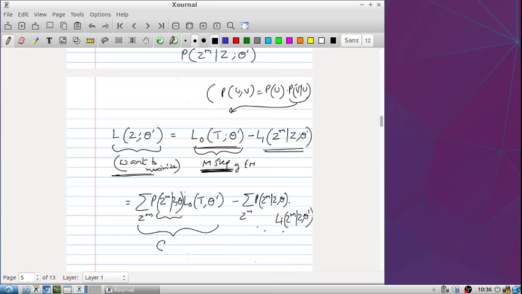I'm going to call this Q of theta prime comma theta, and this term R of theta prime comma theta. They're just two functions, each a function of theta and theta prime. Earlier I said this is the M step, but that is not entirely accurate. The M step is actually maximizing this Q function.